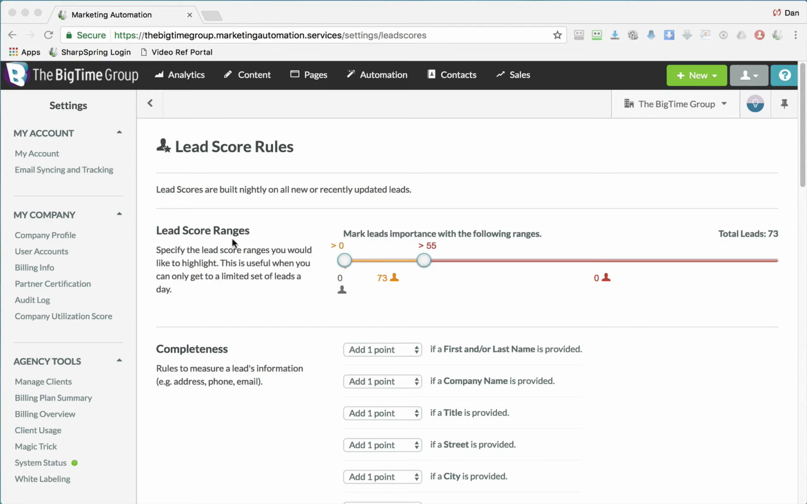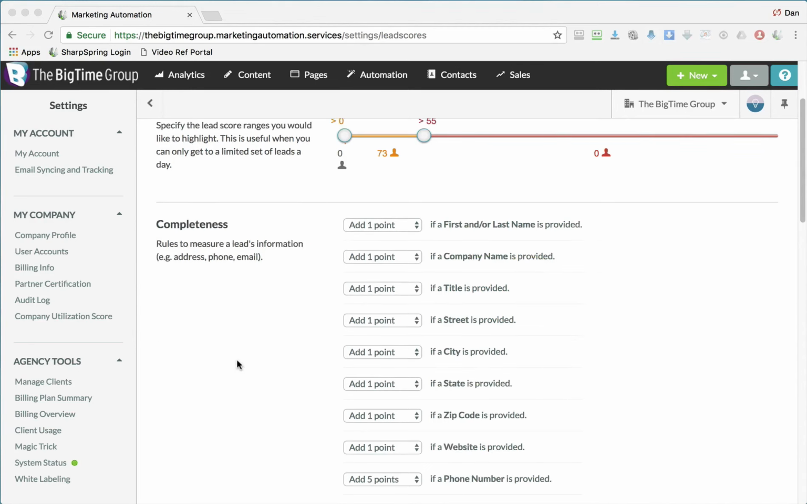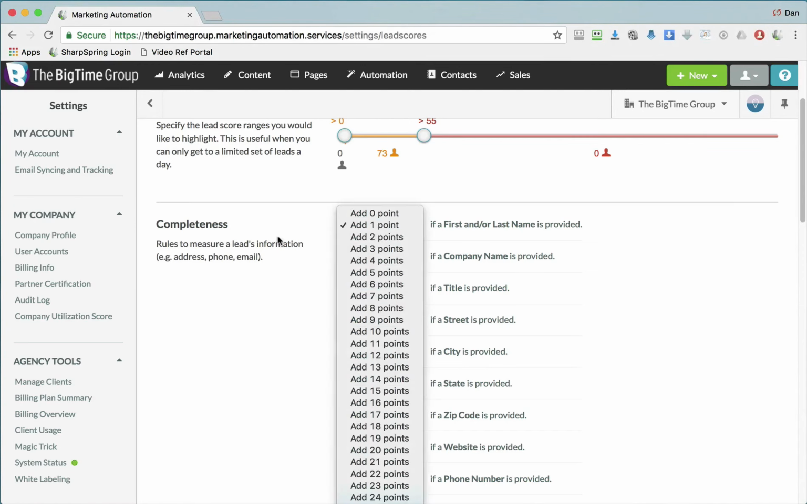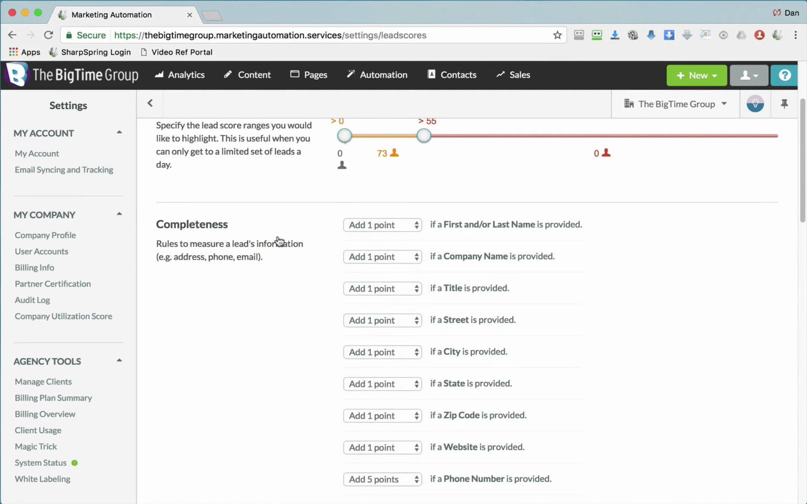We're going to ignore this top part for just a moment, take a look at the rest of this, and then circle back to it, so that way it's going to make more sense. The first part of scoring leads is completeness. So in the previous workshop, we talked about creating forms. Now, all these points that are currently set up are defaults by SharpSpring, but you can change these to anything that you want. So let me explain what this is.